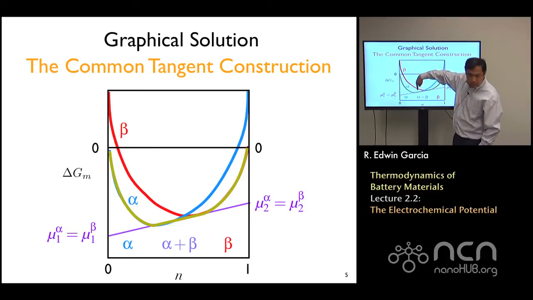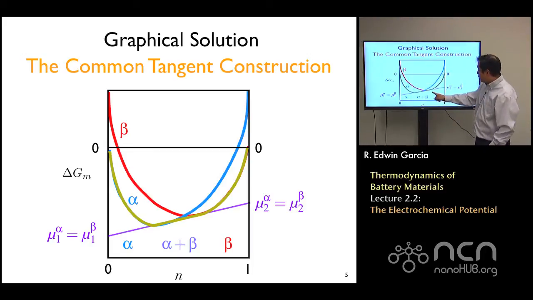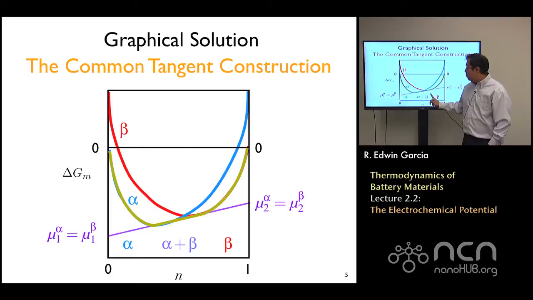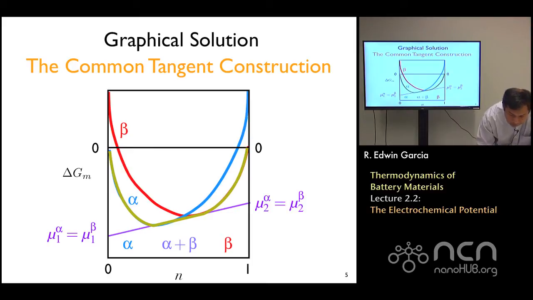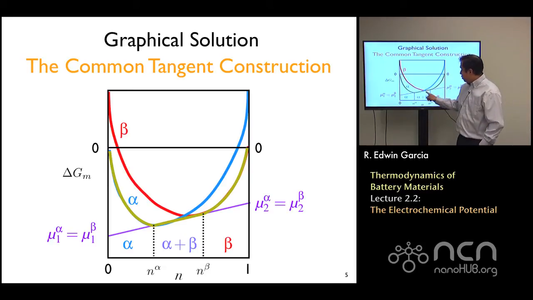So again, to the left of that curve, you have alpha only existing, only being stable. To the right of that common tangent line, beta is the most stable one. And in between, you have a mixing where both of them will share the same free energy. Okay. That really will specify these regimes.